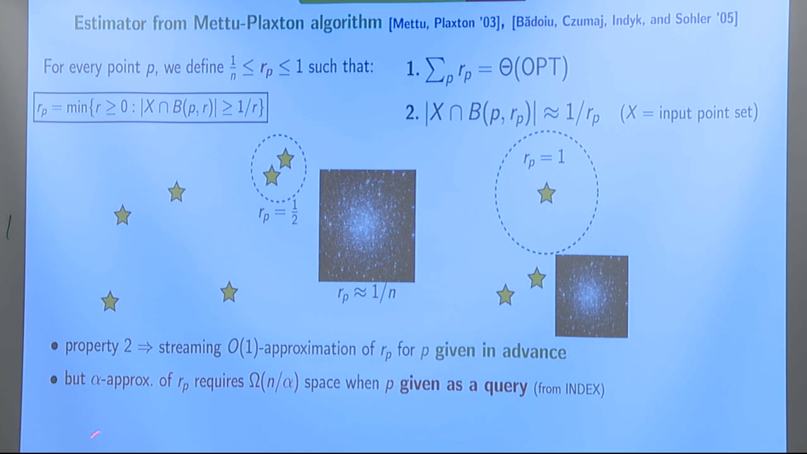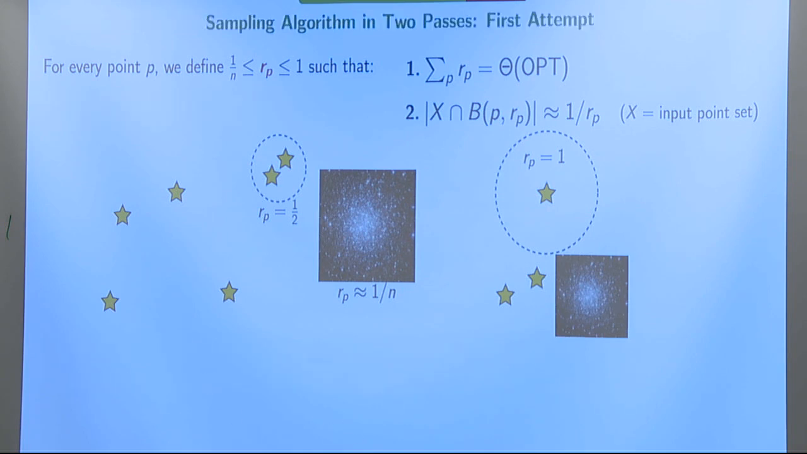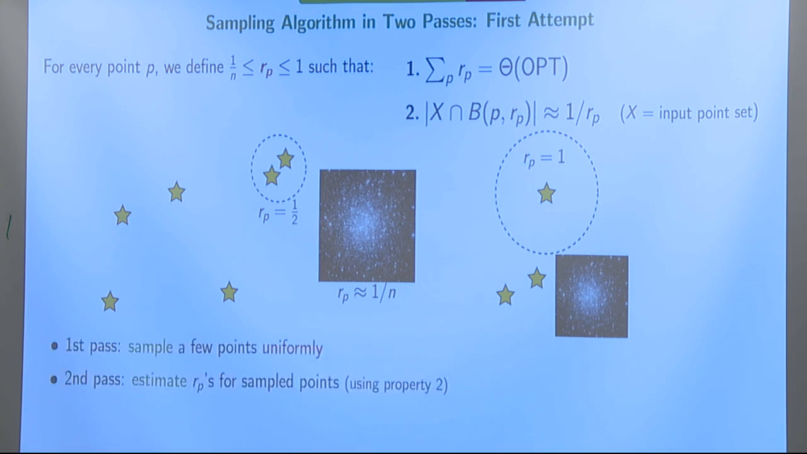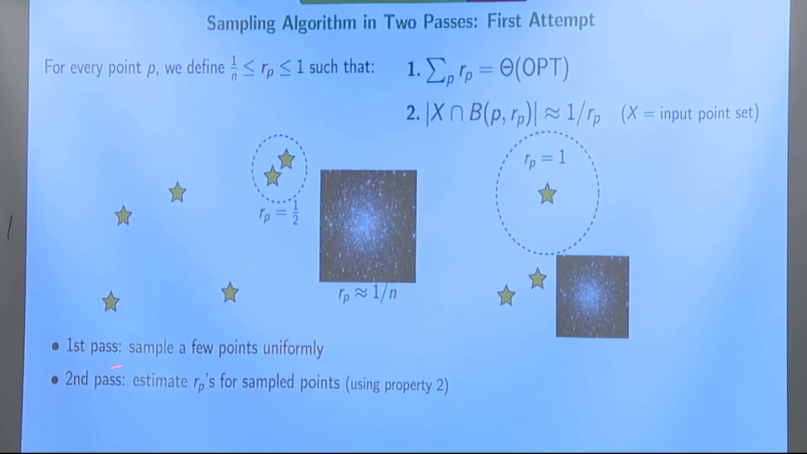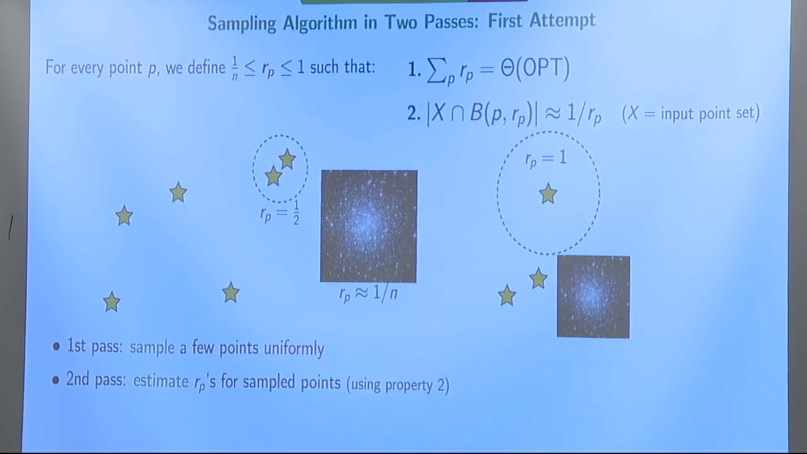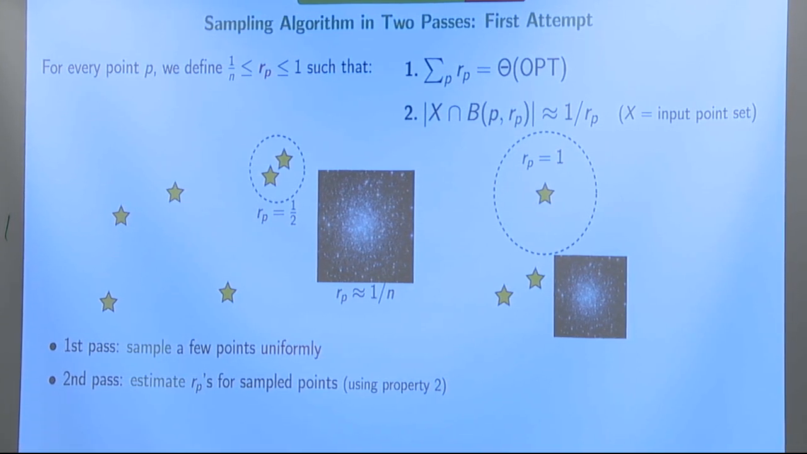But given this lower bound, maybe we should just aim for 2 passes. So that's what we do. We would like to, in the first pass, somehow sample points, and it's a priori not clear how to do it. So let's just start with uniformly sampling a few points. And then in the second pass, estimate their RP values.